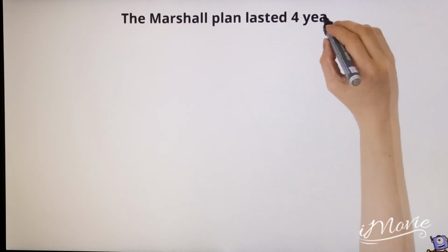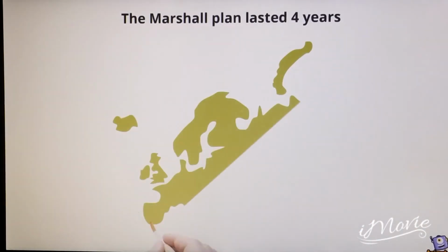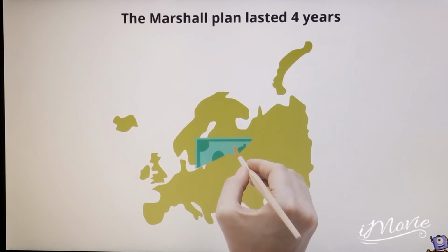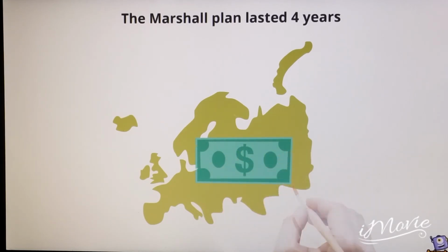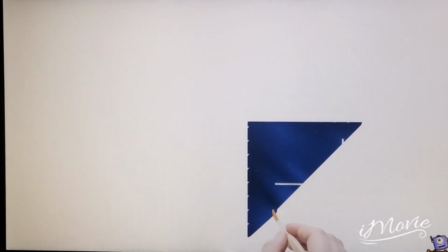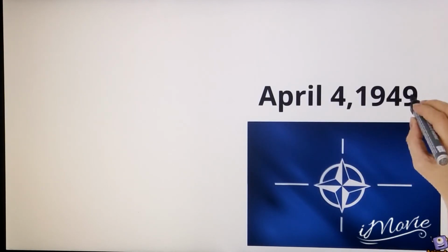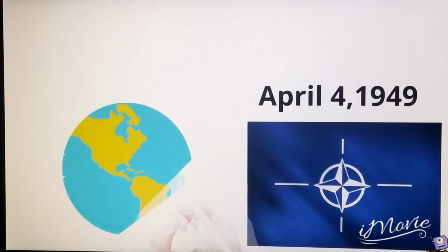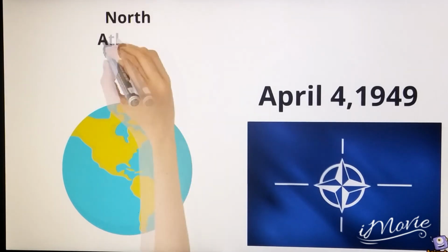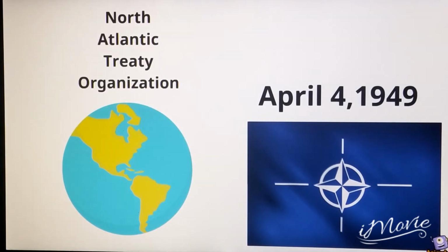The Marshall Plan lasted 4 years and successfully sparked economic recovery in Europe. The Marshall Plan and Truman Doctrine both led to the formation of NATO. NATO was signed on April 4, 1949, to prevent further communist expansion. The United States and 11 other Western nations came together to form the North Atlantic Treaty Organization, also known as NATO.